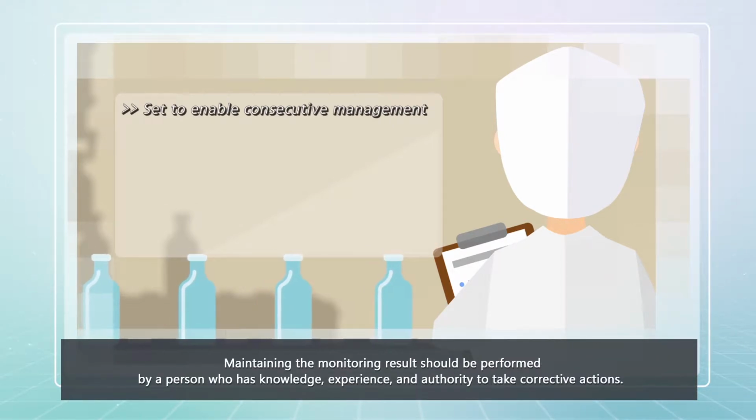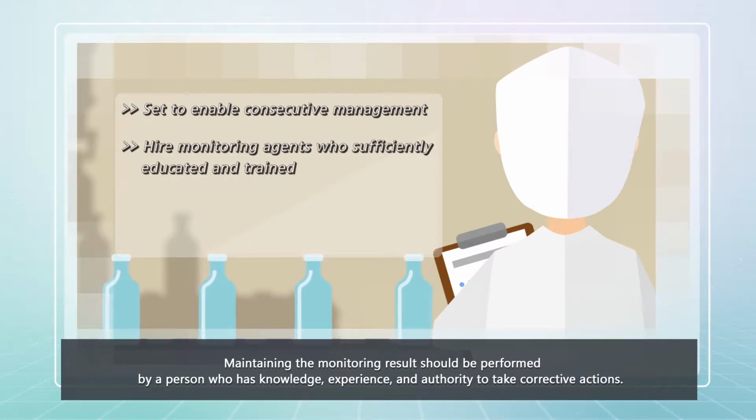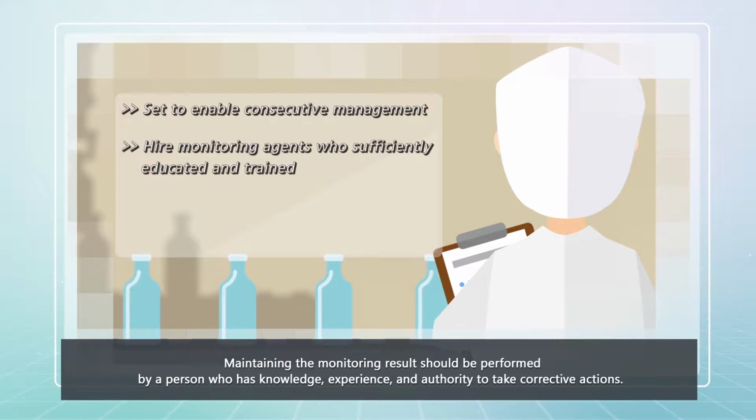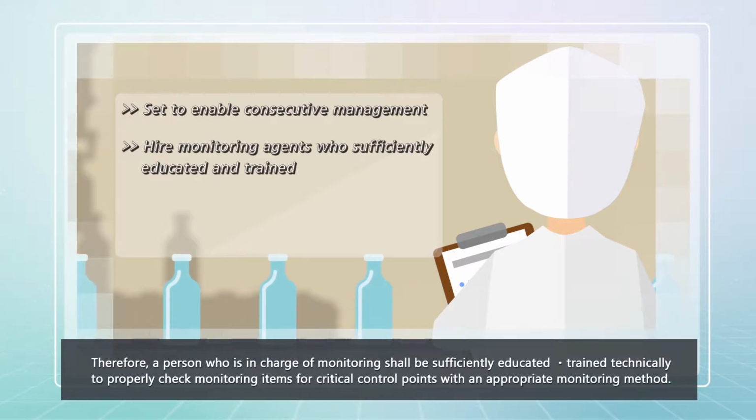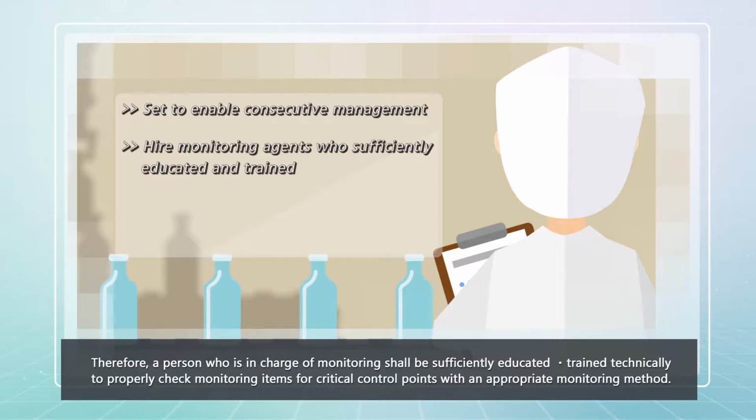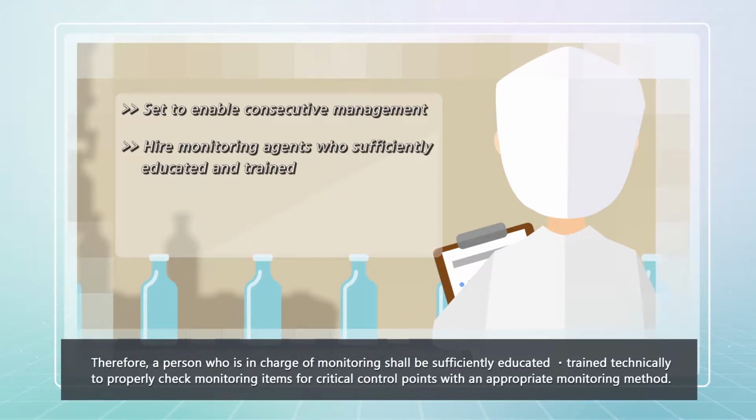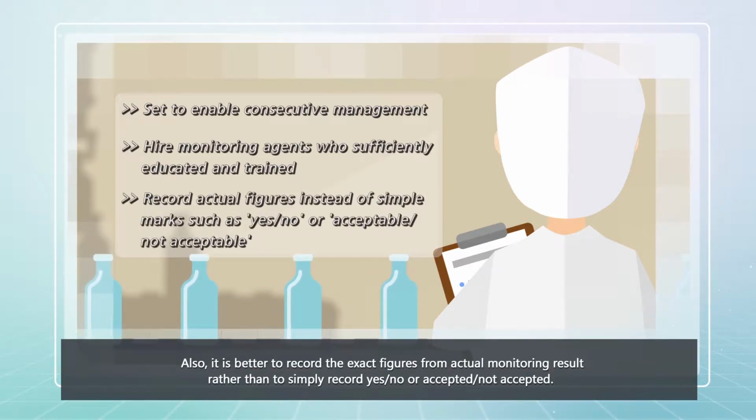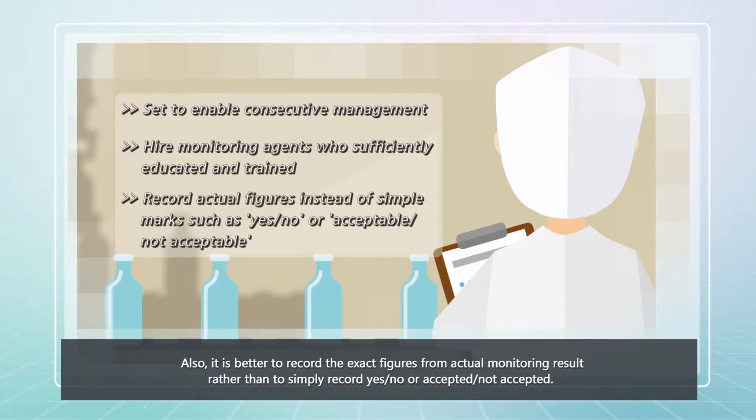Maintaining the monitoring result should be performed by a person who has knowledge, experience, and authority to take corrective actions. Therefore, a person who is in charge of monitoring shall be sufficiently educated and trained technically to properly check monitoring items for critical control points with an appropriate monitoring method. Also, it is better to record the exact figures from actual monitoring results rather than to simply record yes or no, or accepted, not accepted.